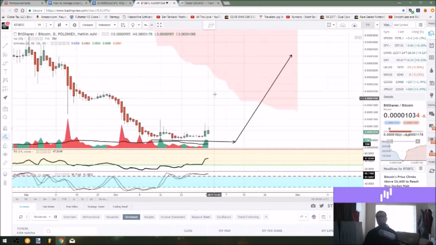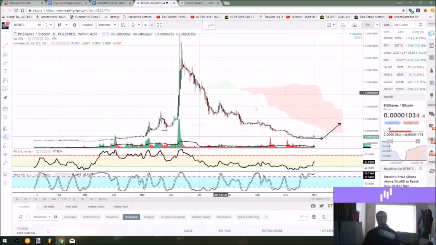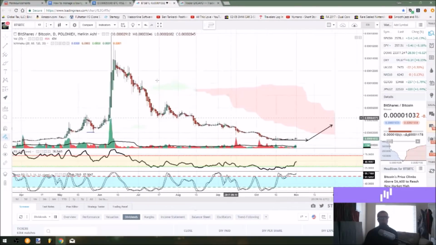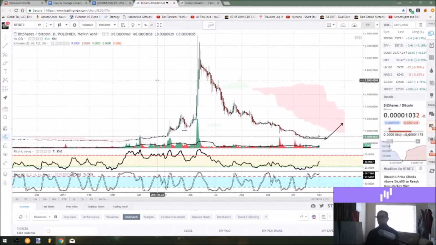because stuff bounces. It always bounces, and that's what we're seeing here in BitShares, is it's going to bounce off these lows and then come up into these highs. So that's why, something like BitShares, I wouldn't recommend you sell, as a good example here.